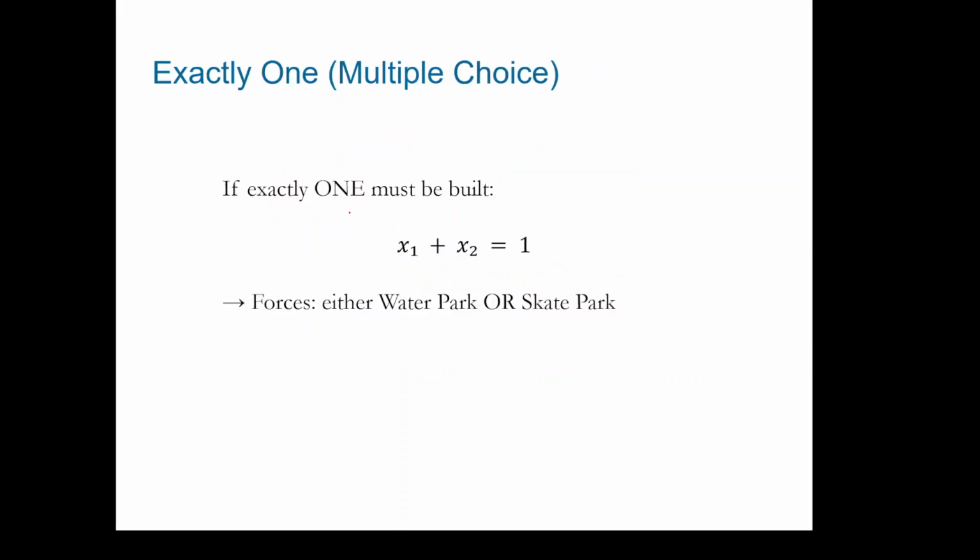Now if we were told that exactly one must be built, before we were given can be built, now it must be built. That means that x1 plus x2 is equal to 1. This is called the multiple choice constraint. If you build x1, that is 1, then x2 must be 0, and this equation holds. If you don't build x1, then you build x2, which is again okay. But you cannot build both, that is 1 plus 1 is not equal to 1. So this forces either the water park or the skate park to be built.